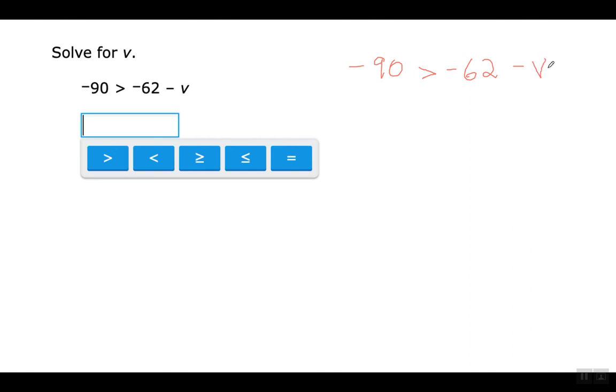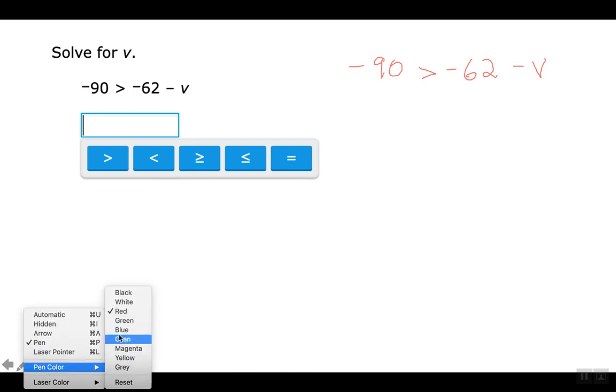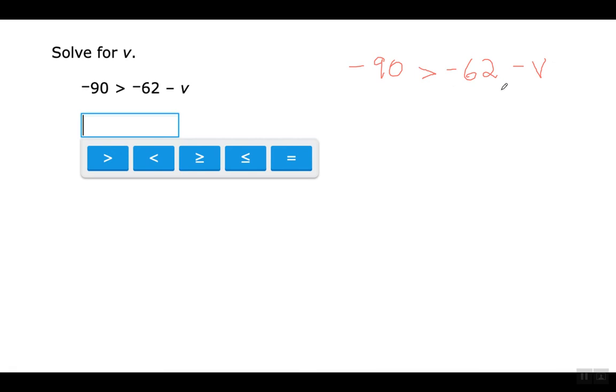Okay, so my goal is to get v by itself. So the first thing I'm going to do, I'll do this two ways as well. The long way is to first move the negative 62 to the left by adding 62. This will cancel out. This is the long way. And over here, negative 90 plus 62.